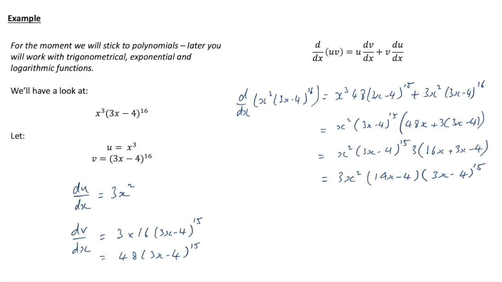Okay, so moving on to quotients of functions. Again, we'll have a look at some examples. And a quotient, of course, means something divided by something. So we have e to the x divided by x to the power of 5, x to the power of 5 divided by log x, plus 2 cubed divided by sine x, and (3x minus 4) to the power of 16 divided by x cubed.